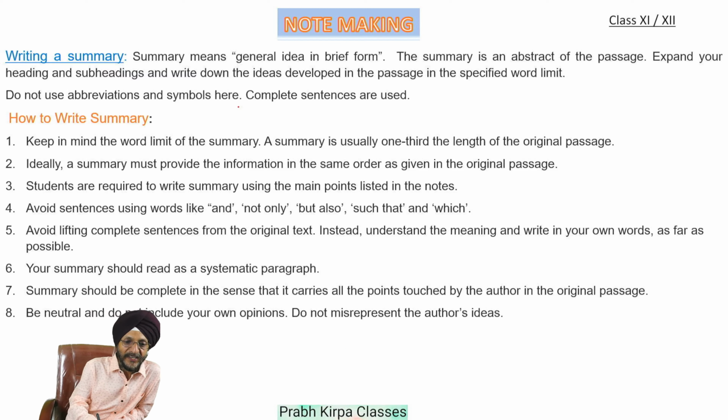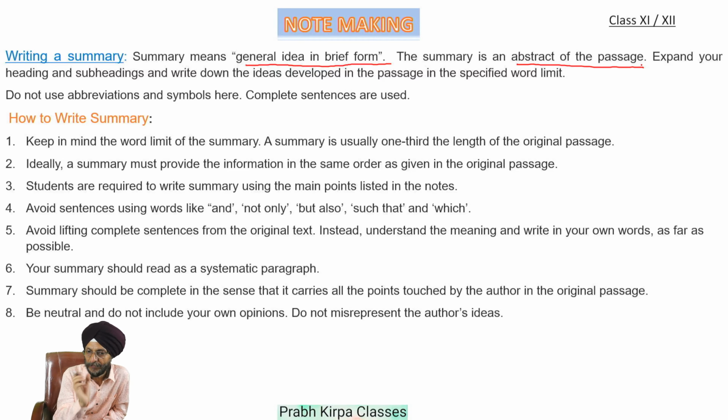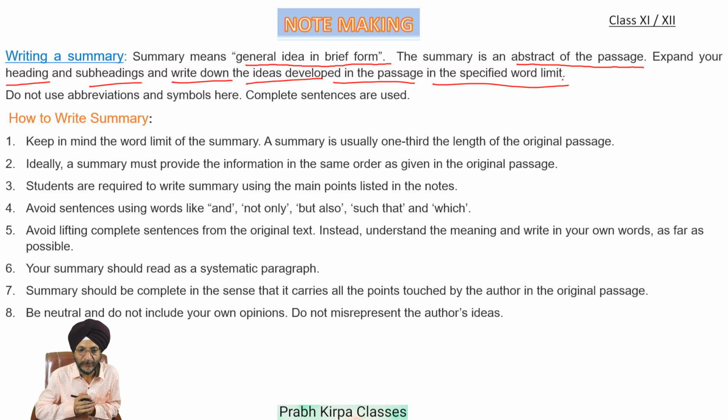Next, writing a summary. What is the meaning of summary? Summary means general idea in brief form. What the whole passage was, you have to write a brief summary of the same. It is an abstract of the passage. It is a gist of the passage. You have to expand headings and subheadings and write down the ideas developed in the passage in the specified word limit. It is not that you can write a summary as long as you want. Normally it is 1/3, or it is written in between 80 to 100 words.